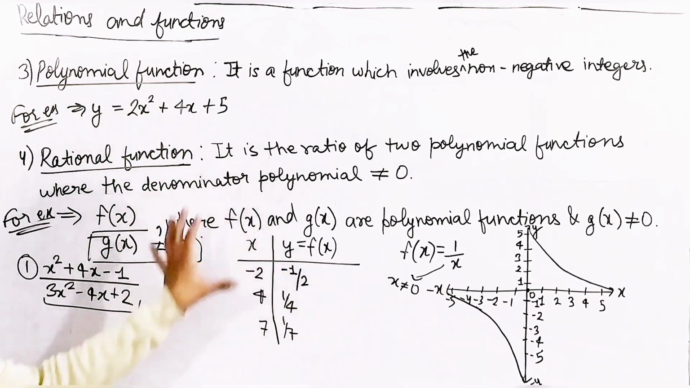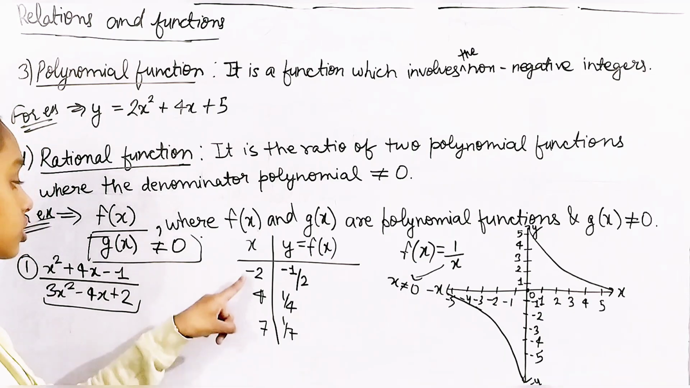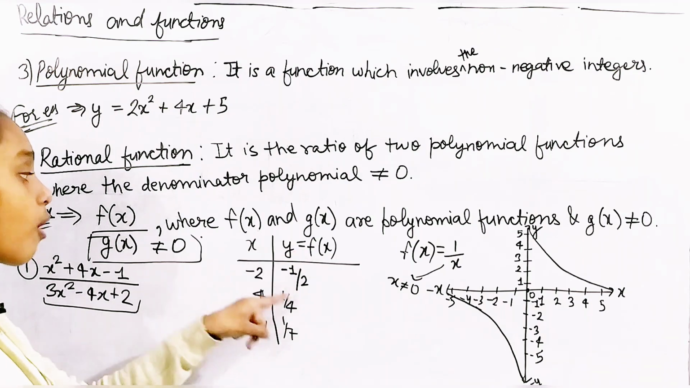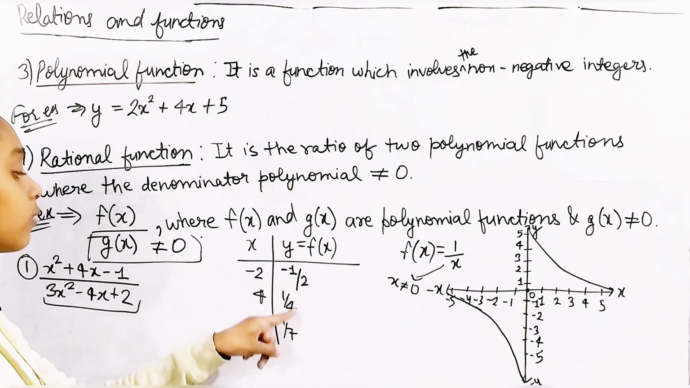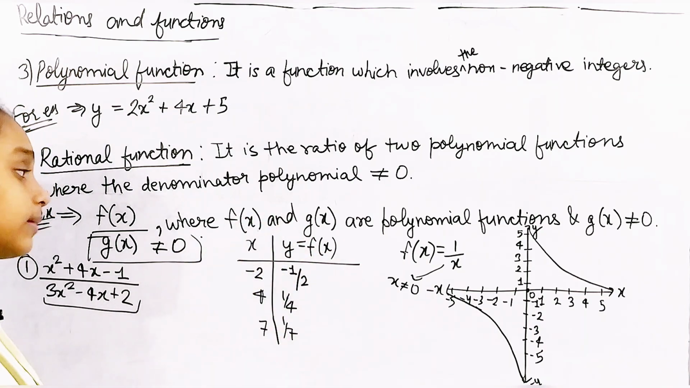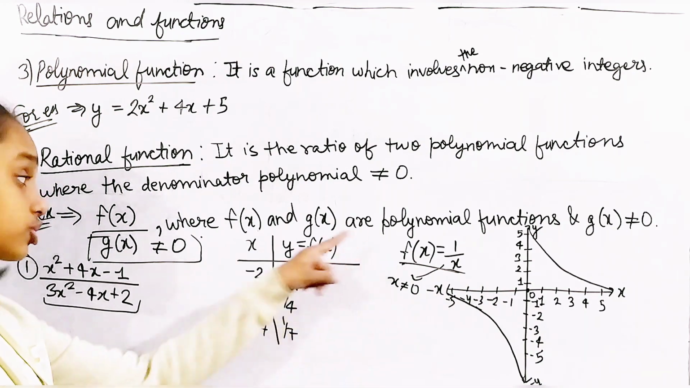This is the one thing that we'll keep in our mind, just like the way negative 2 gave negative 1/2, and so for 1/4 and 1/7. So this is what the value is going to be according to this value.